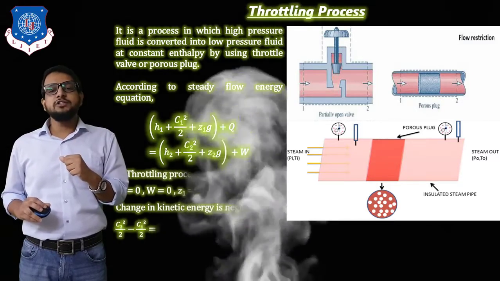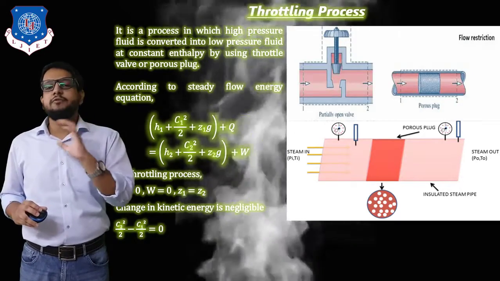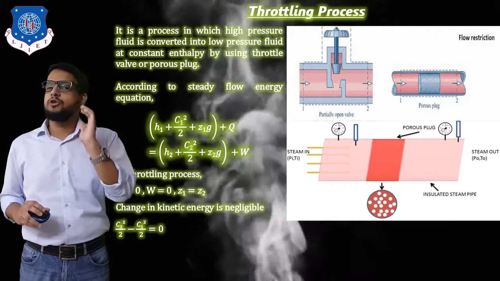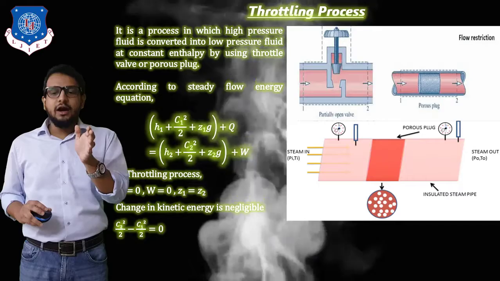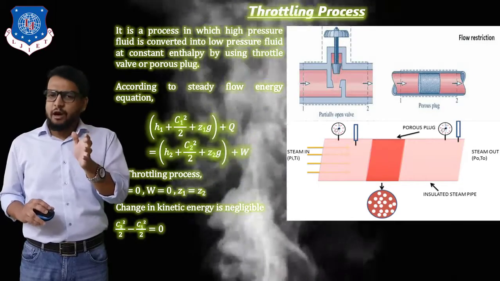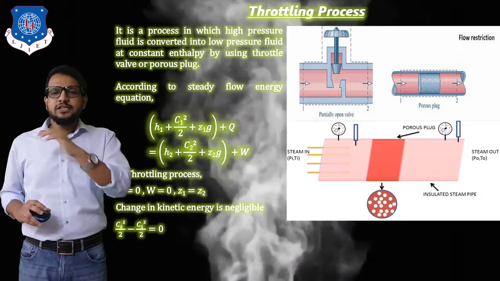Now in this equation, can I say that for a throttling process, since the pipe is insulated, there will be no heat transfer, so Q is equal to 0. It is very obvious. Then will there be any work output obtained, that is, mechanical power, when steam is flowing through a pipe? We would say no, it is just flowing through a pipe.